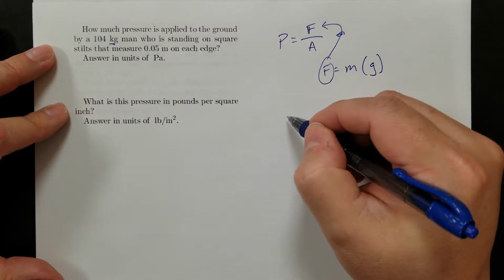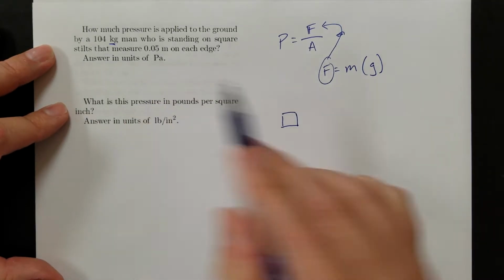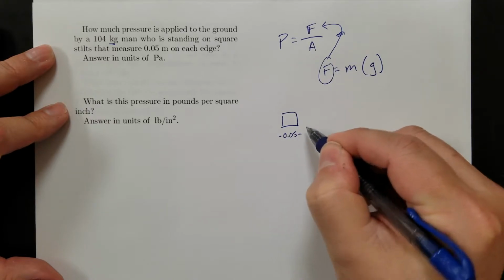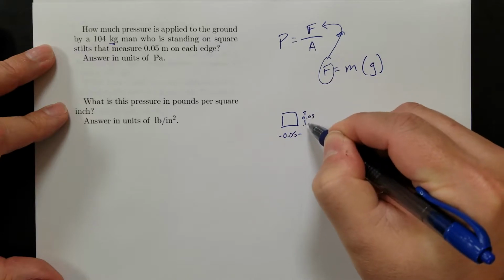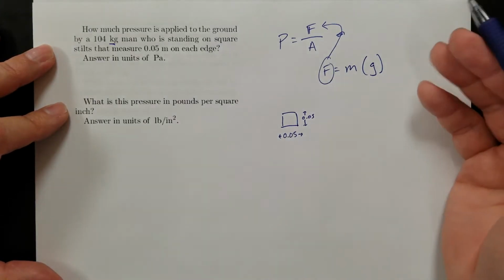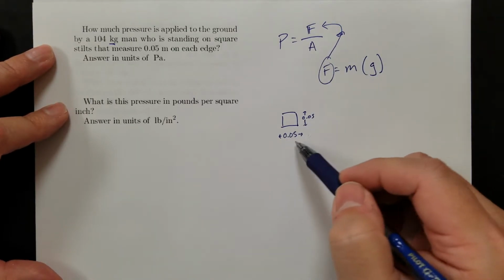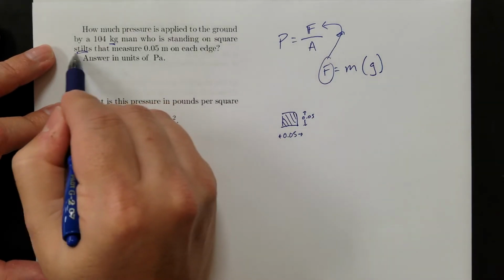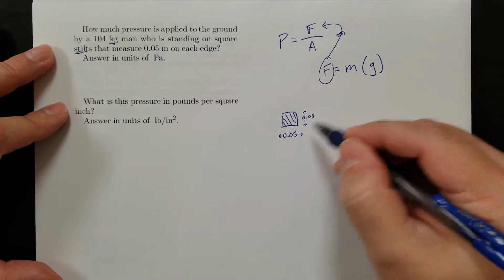So there's these stilts, and the area is going to look something like this. They're squares, so it's 0.05 this way, and it's also 0.05 this way. If you know area, it's just a square, so area is length times width. So I can find the area of this square. And there's two stilts. So whatever area I get here, because it's a square, I can just square this.